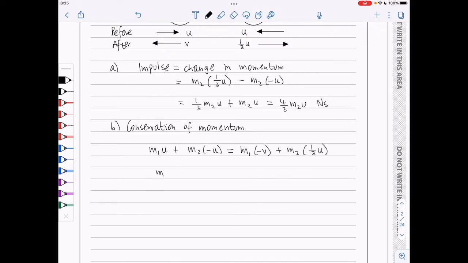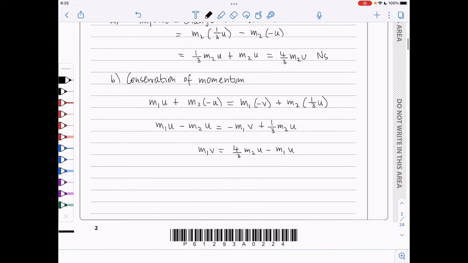So we've got m1u minus m2u is minus m1v plus a third m2u. We need to solve for v, so m1v is equal to 4/3 m2u minus m1u, and this leads to v being 4/3 m2u minus m1u, and all of it over m1. That's an expression for v.